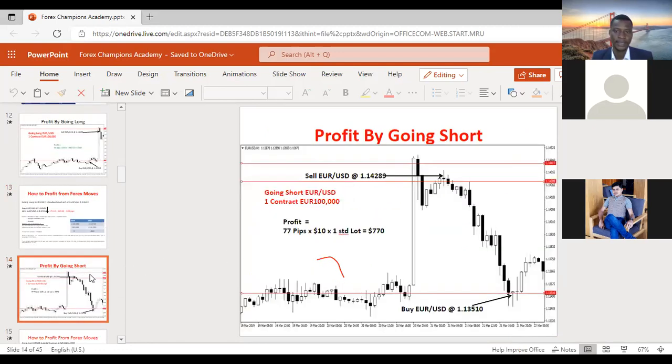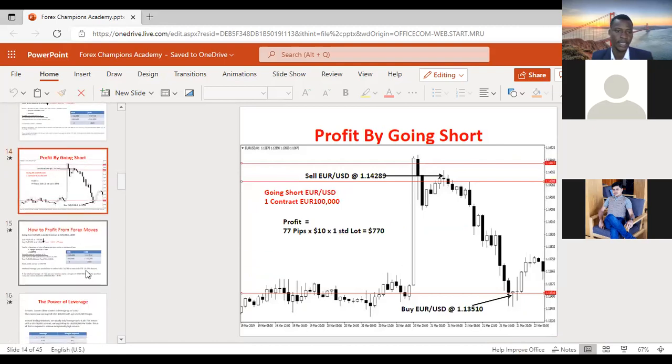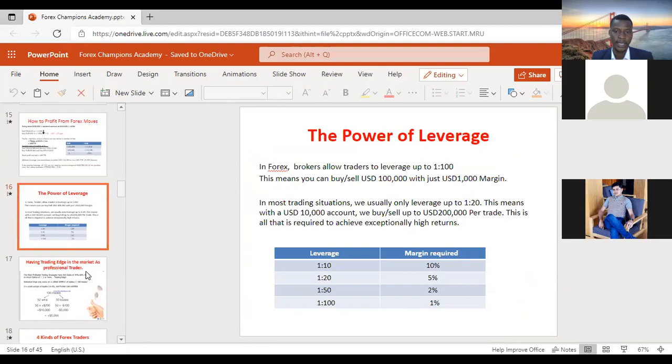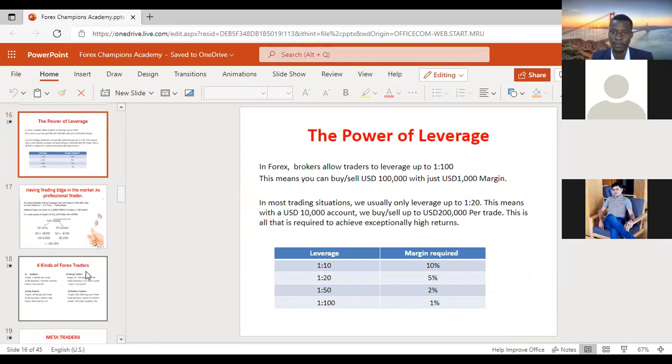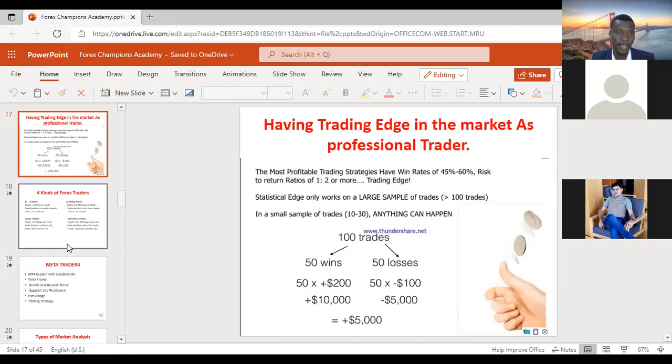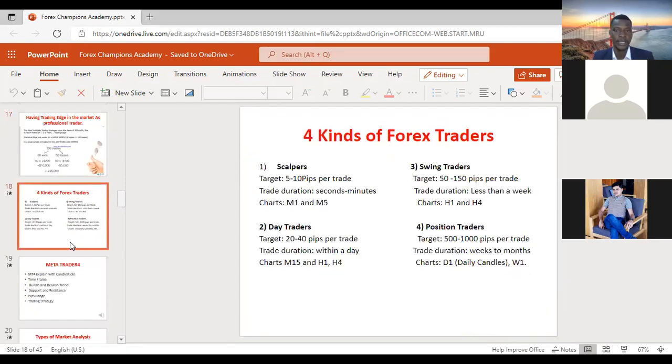So we'll also look at profit by going short. We'll be looking at how to profit from Forex moves. We'll discuss a little bit about the power of leverage, and we'll move to having a trading edge in the financial markets, that means using a statistical edge. And we'll also be looking at the 4 kinds of traders: the swing trader, the scalper, the position trader, and the day trader.